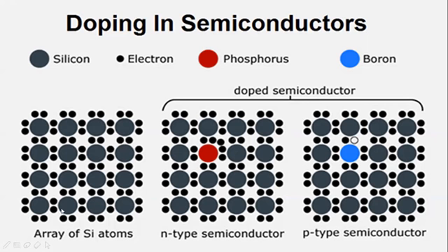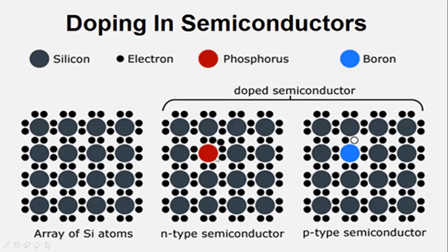Now you can see here the semiconductor has all silicon atoms, but here we have one phosphorus atom which has replaced one of the silicon atoms. So this type of semiconductor obtained is called N-type semiconductor. Why N? Because phosphorus is a pentavalent atom. It has 5 valence electrons.